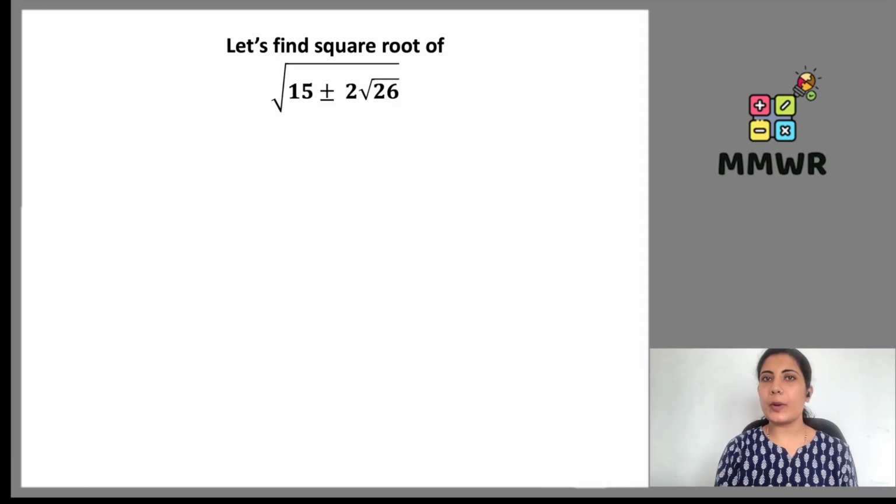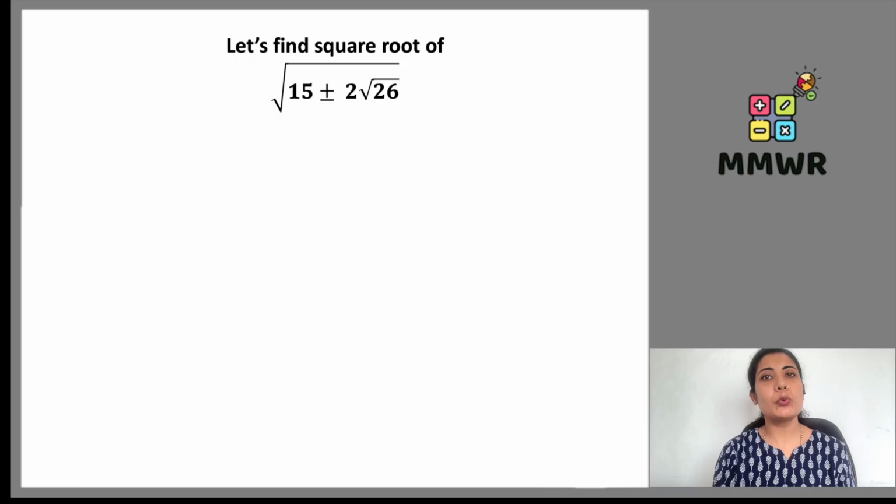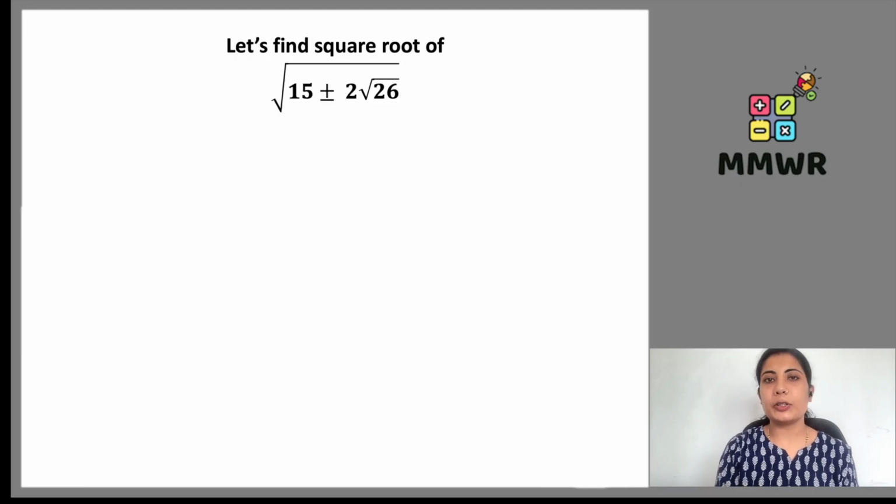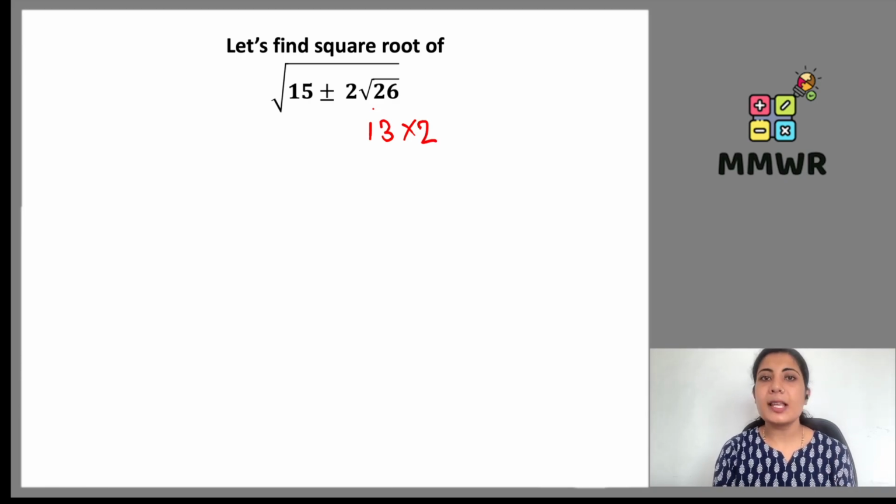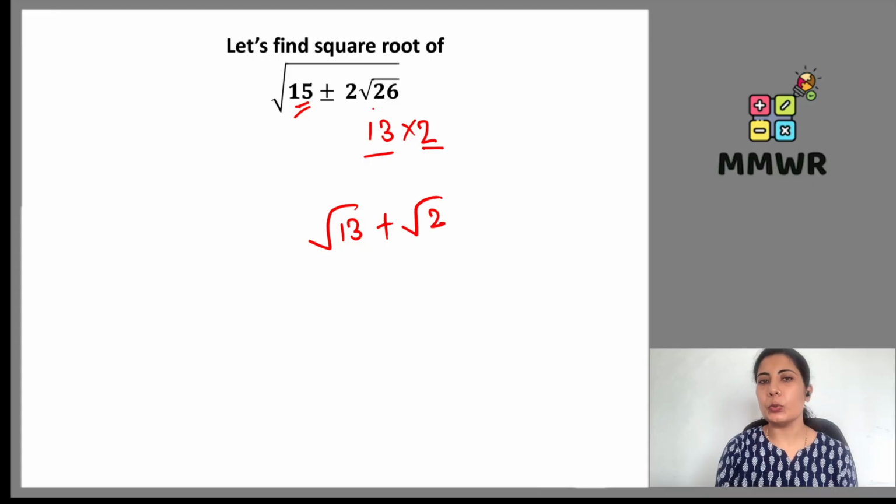We have to find the square root of 15 plus minus 2 root 26. Now this 26 can be written in only one useful way, 13 multiplied by 2. One more way is 1 multiplied by 26, but 13 plus 2 is going to give us the first term, right? So root 13 plus root 2, and we will consider both the signs, plus minus.